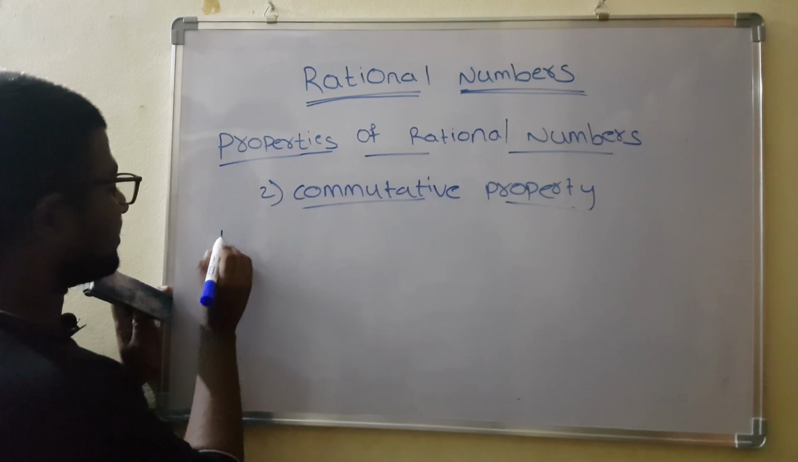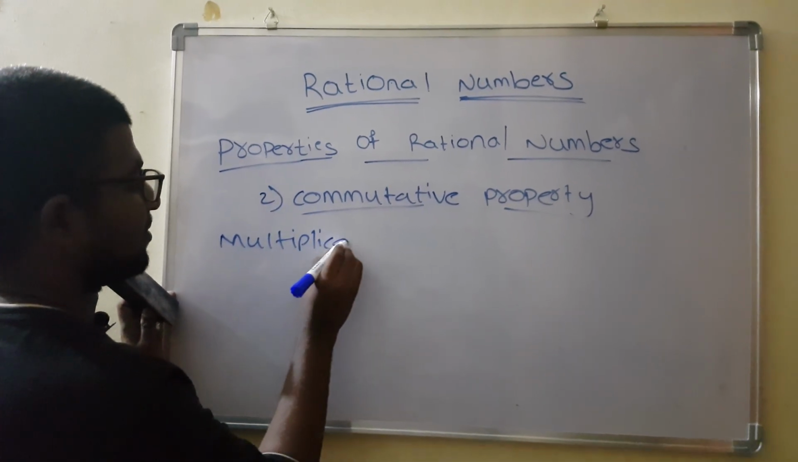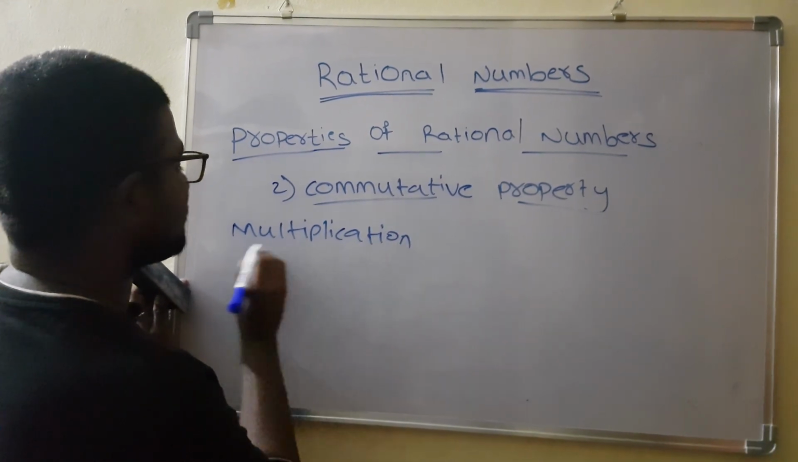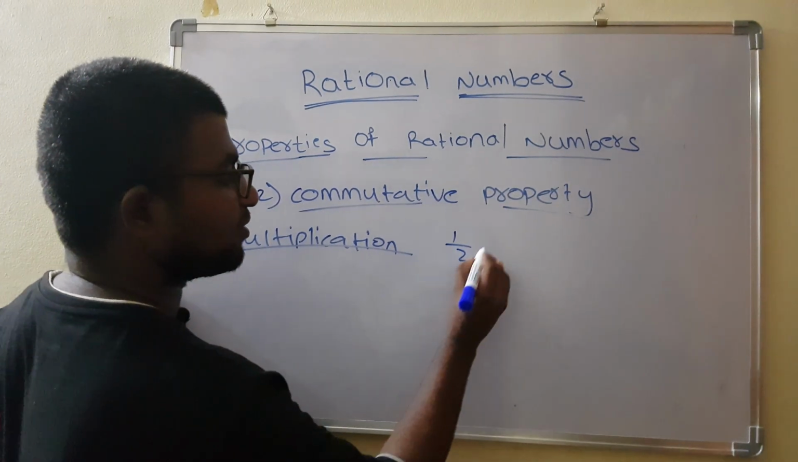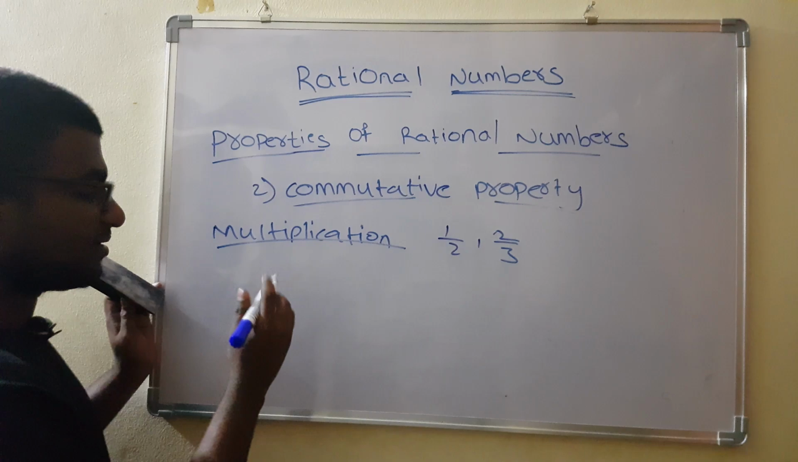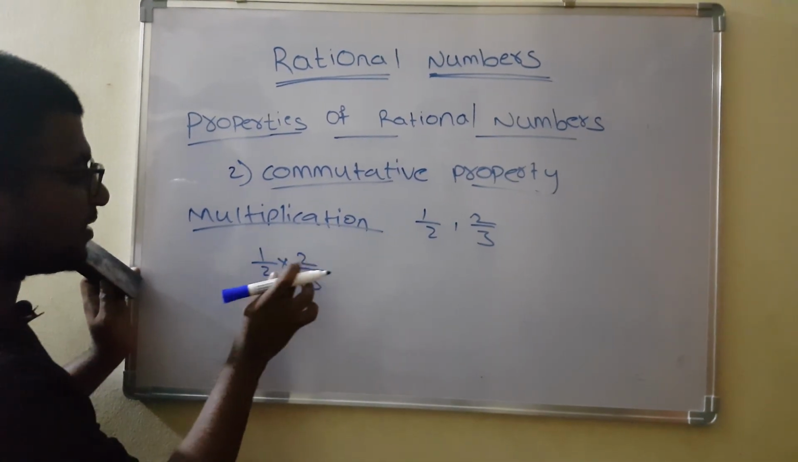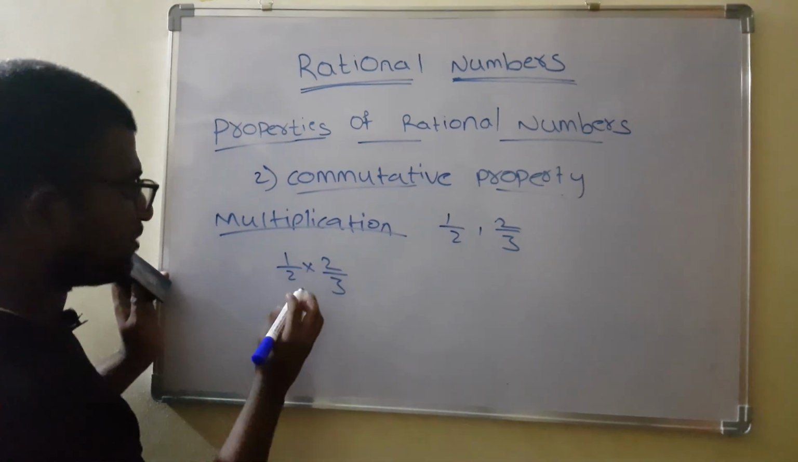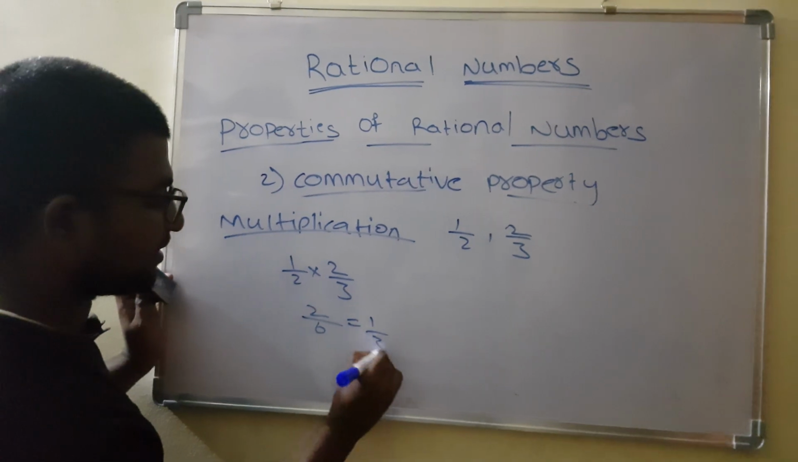Commutative property on multiplication. Consider two rational numbers, that is 1 by 2, 2 by 3. By multiplying these two rational numbers using one order, that is 1 by 2 into 2 by 3. What do we get by multiplying these two numbers? 1 into 2 is 2, 2 into 3 is 6. That is 1 by 3.